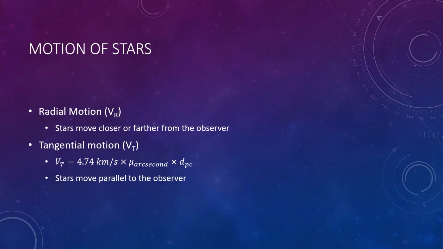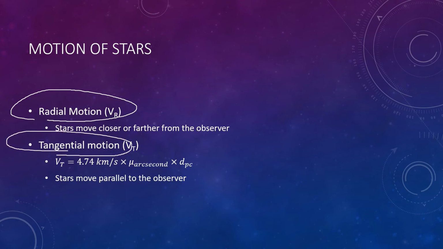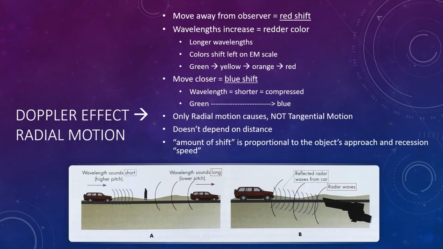There are two types of motion, the radial motion and the tangential motion. The radial motion is when stars move closer and farther from us as the observer. The tangential motion is when stars move parallel to the observer, or left to right in our situation. Radial motion is very important because it leads to the Doppler effect. In the Doppler effect, when you move away, it causes a red shift, versus when it moves closer, it causes a blue shift. And this has to do with wavelength, and we tend to hear this the most with sound.